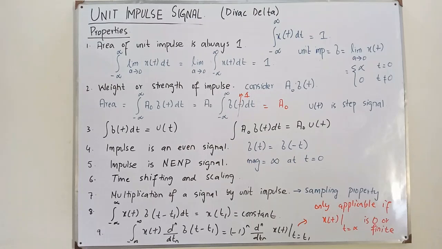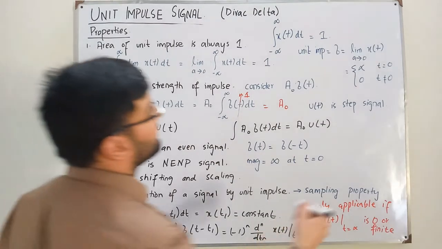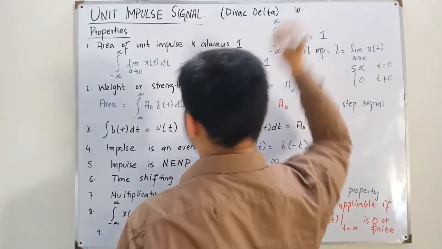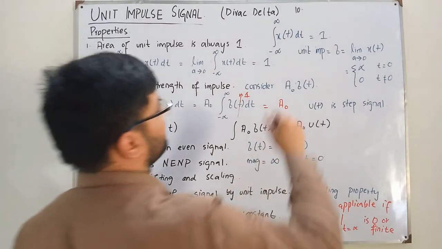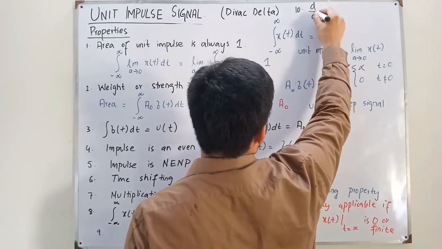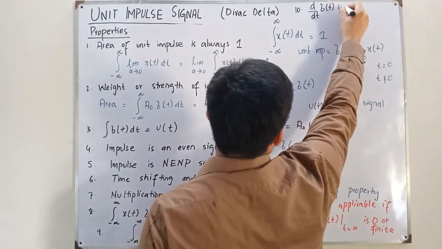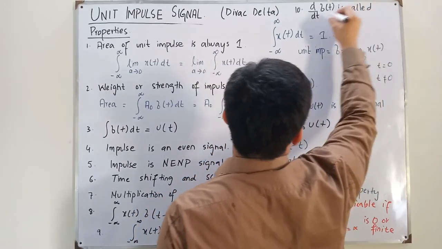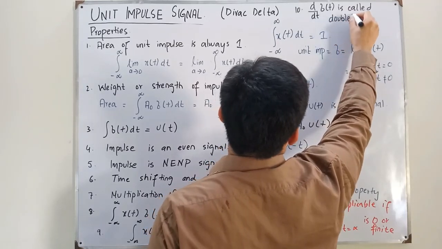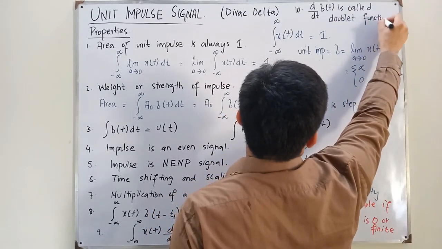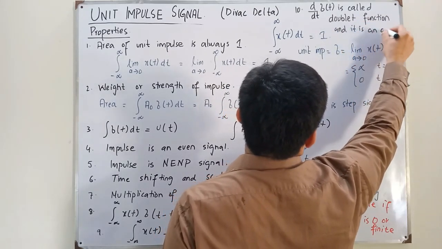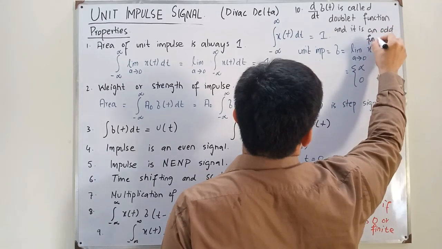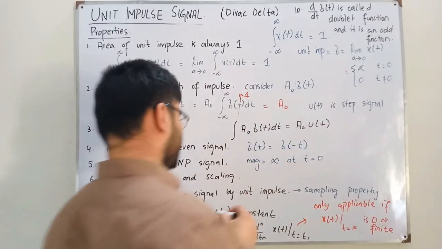We also have another property which is, well, not important at all, but the 10th property is that the derivative d/dt of the impulse signal is called the doublet function, and it is an odd function. So that's all about today, okay.